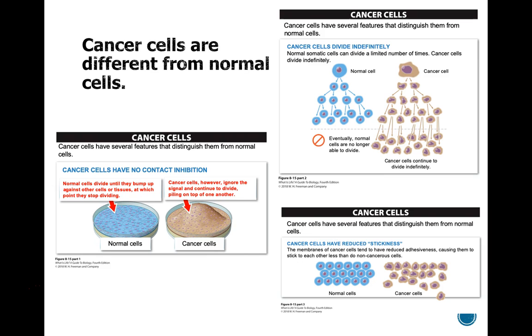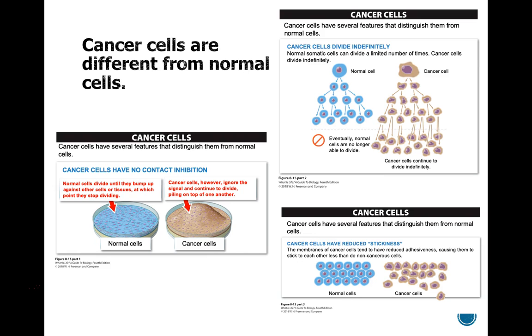However, cancer cells acquire the ability to ignore the signals of other cells around them. And so when normal cells would stop dividing because they've come into contact with each other, cancer cells don't. And they start piling up on top of each other. And this is where we get tumors.